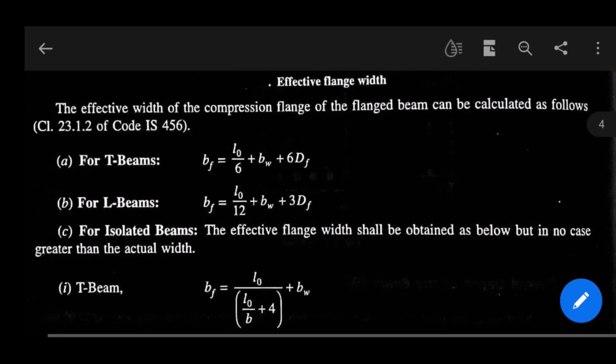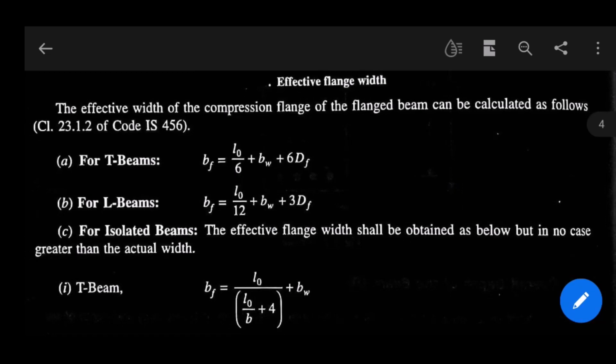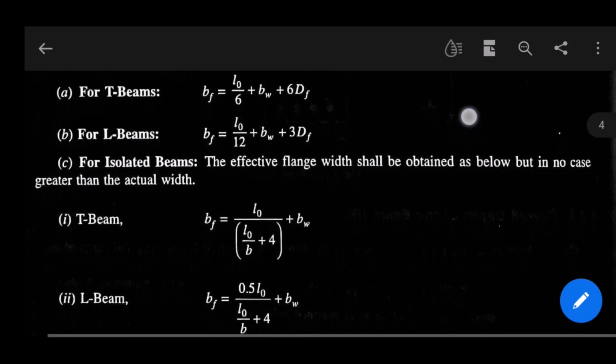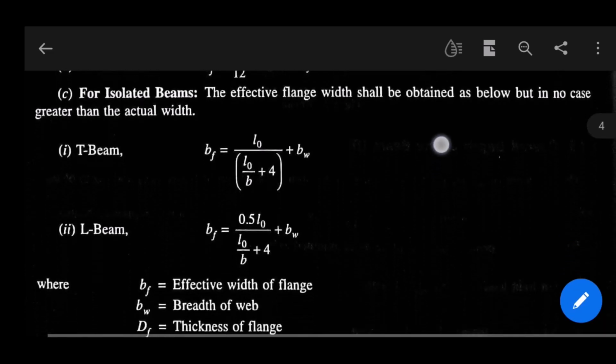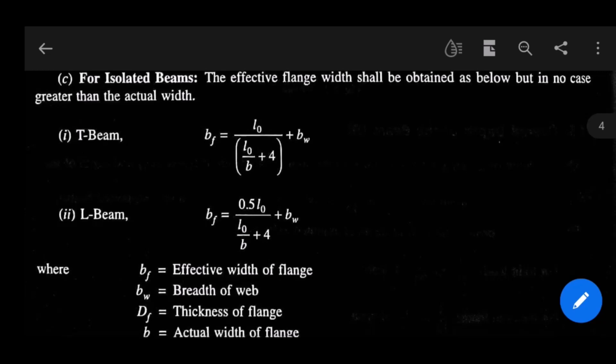For isolated beams, the effective flange width shall be obtained as below, but in no case greater than the actual width. You have to remember it. So for an isolated T-beam, bf is equal to L0 by (L0 by b plus 4) plus bw, and for an L-beam, bf is equal to 0.5 L0 by (L0 by b plus 4) plus bw. Okay, these calculations are for an isolated T-beam and L-beam. Now all the terminologies you have known except L0.